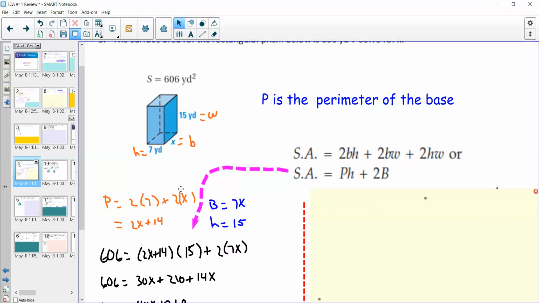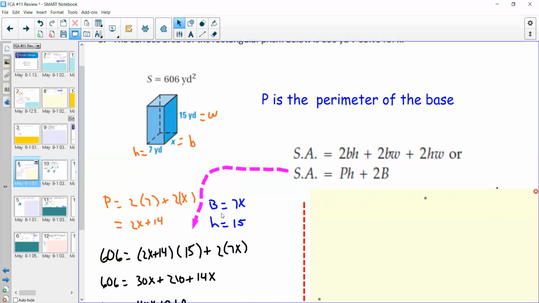Okay, we're solving for x. We've got the surface area, so we'll plug in what we know into our formula, and we'll have an unknown that we're solving for. So again, the perimeter can be represented as, you got 2 7s, so that's 14 plus 2x. And then the area of the base, remember the area of the base is length times width, so that's going to be 7 times x.